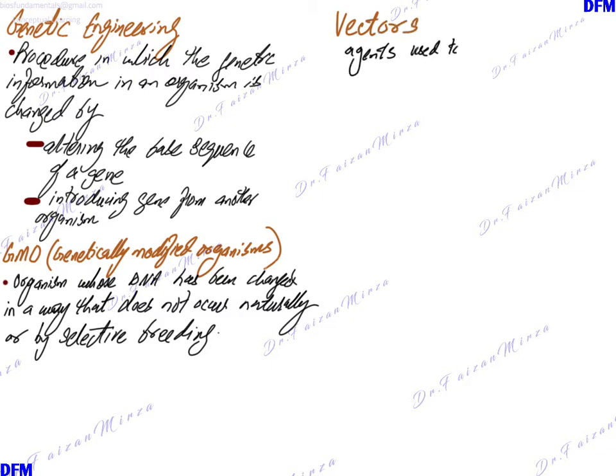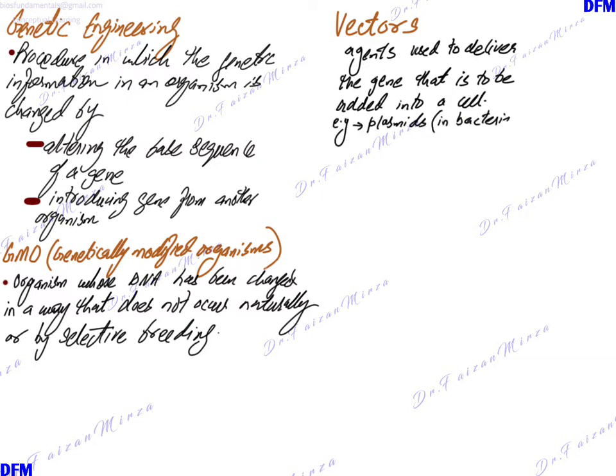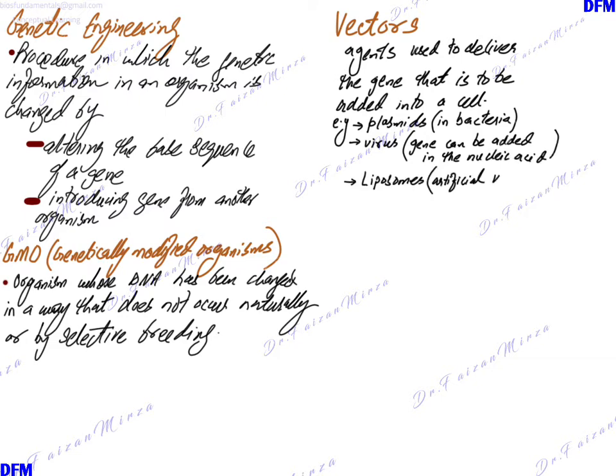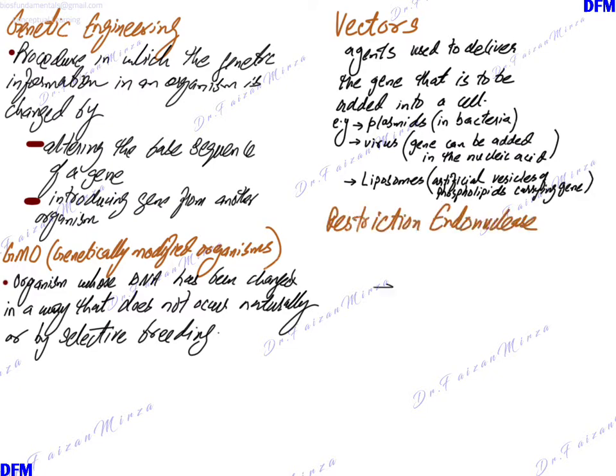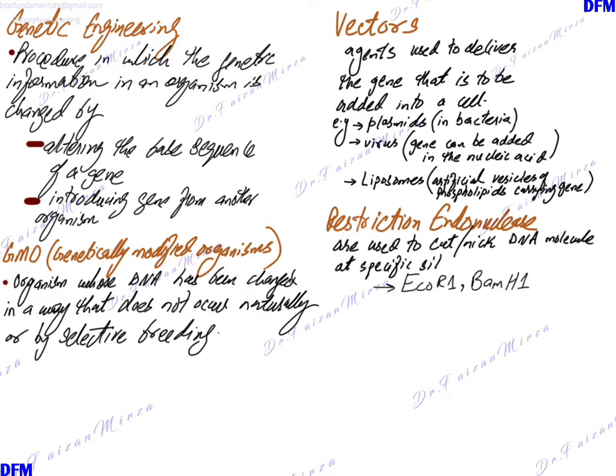or remove the genes. Vectors are agents that are used to deliver the gene that is to be added into a cell. For example, plasmids, which are in bacteria, and viruses, where the gene can be added in the nucleic acid of the virus. Liposomes are artificial vesicles of phospholipid, and they can carry the gene as well. Restriction endonucleases, for example EcoR1, BamH1, Cas9, are all used to cut or nick a DNA molecule at a specific site called a restriction site.